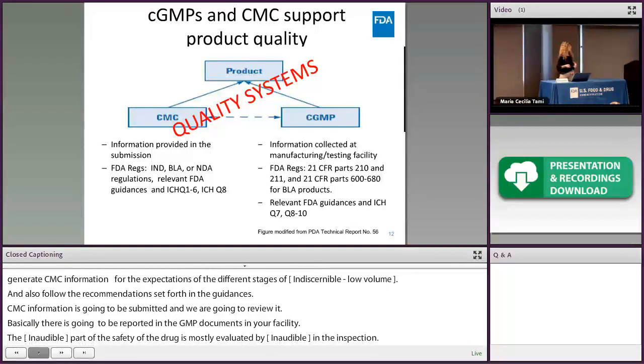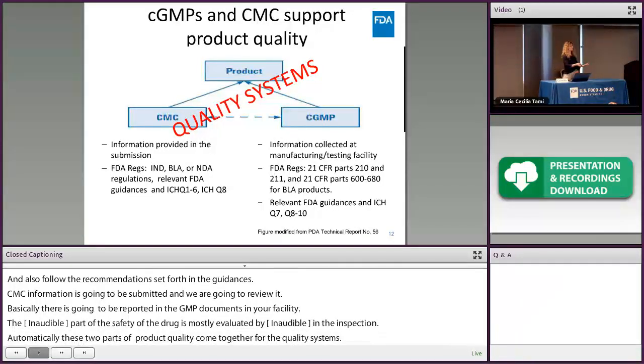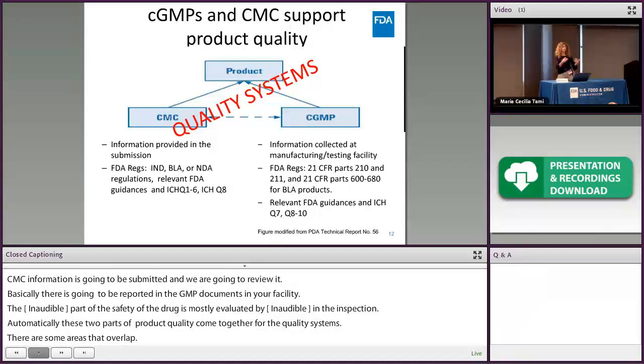And there are some areas that overlap. So, for example, process validation, you are going to submit all the data for process validation in the dossier. We are going to review it, but then we are also going to look at it when we go on inspection.